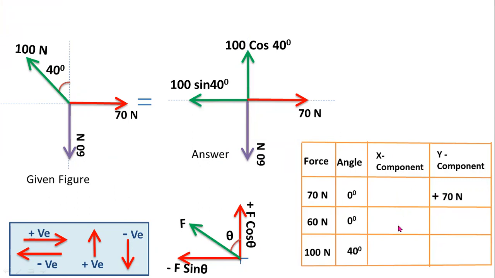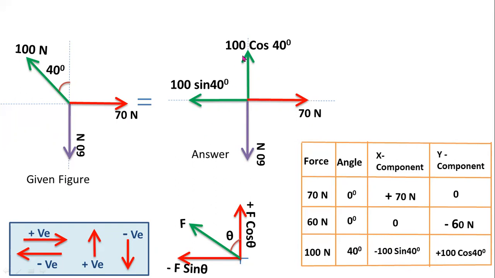Now these two are the x components. So just you have to write down like this. Okay. Here 100 sin 40 and 70. These two are the x components. So 70, 100 sin 40. These two are the x components. Positive sign means towards right. Negative sign means towards left. Okay. For left side direction, you have to consider negative sign. For right side direction, you have to consider positive sign.